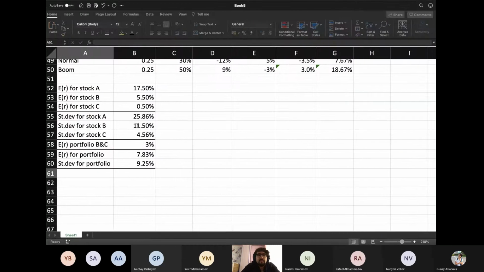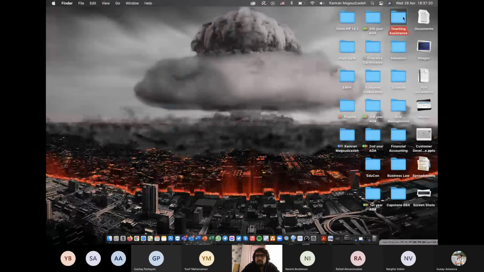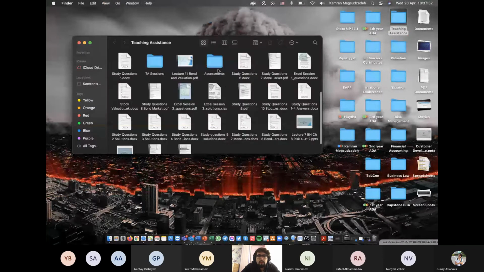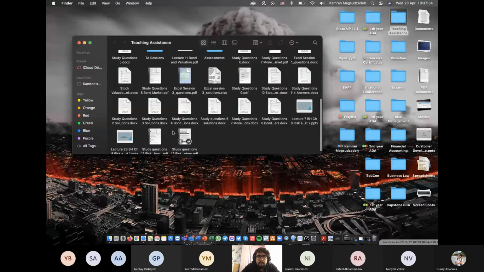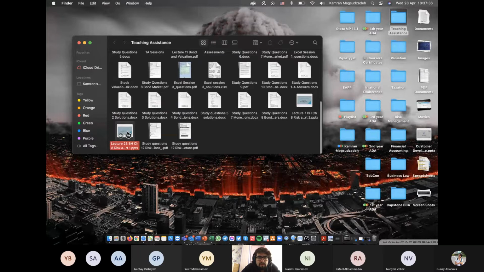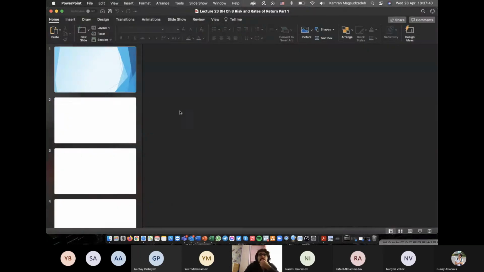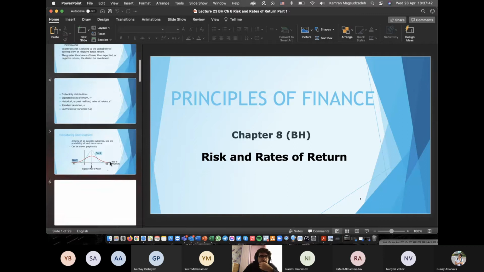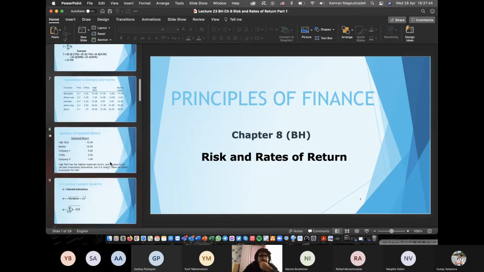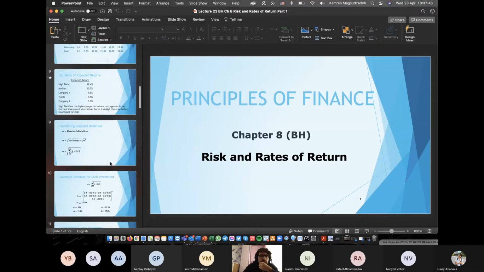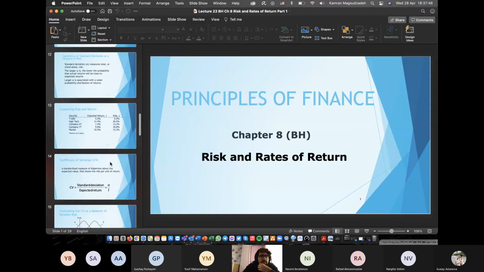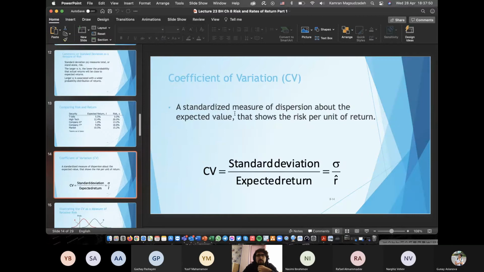Guys, which part is it in? I think it was the first part, the risk-return trade-off part. We covered, actually you covered, coefficient of variation.